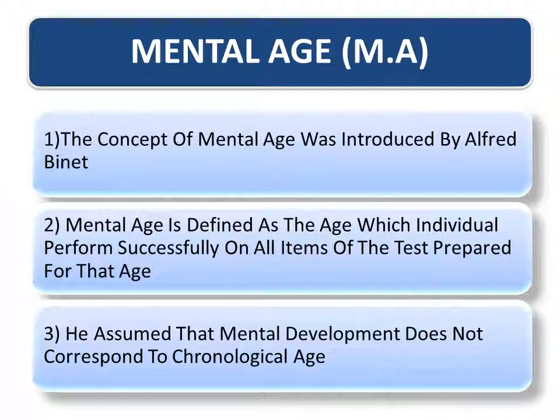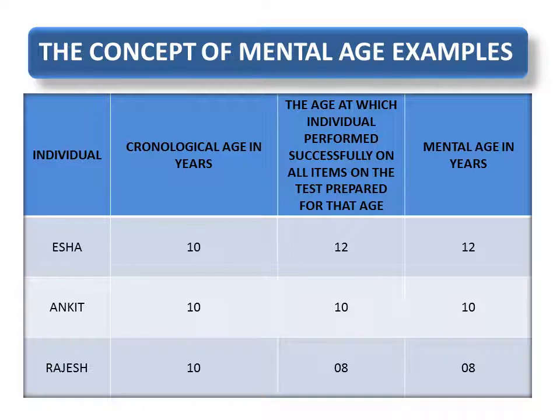Mental age, MA. One, the concept of mental age was introduced by Alfred Binet. Second, mental age is defined as the age at which individuals perform successfully on all items on the test prepared for that age. Third, he assumed that mental development does not correspond to chronological age. For example, an individual named Isha, whose chronological age is 10 years, performed successfully on all items of the test prepared for 12 years. Then we consider Isha's mental age to be 12 years.